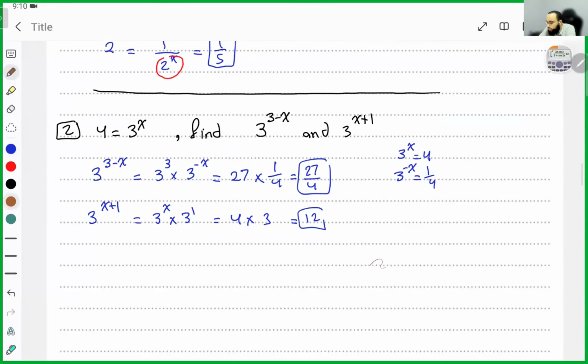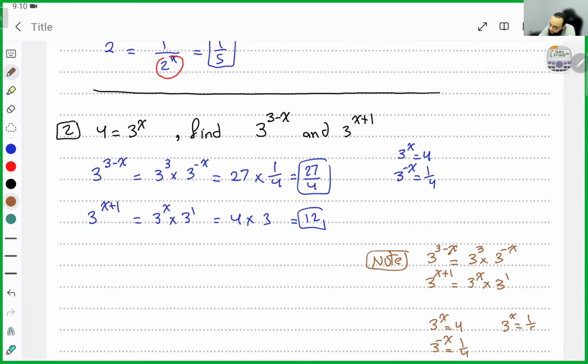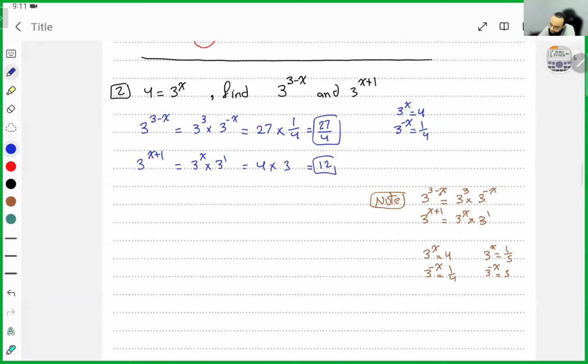It's an important note. If you have 3 power of 3 minus x, you can write it as 3 power of 3 times 3 power of negative x. If you have 3 power of x plus 1, you can write it as 3 power of x times 3 power of 1. Okay? If you have 3 power of x, which is 4, then 3 power of negative x is 1 over 4. If you have 3 power of x equals 1 over 5, then 3 power of negative x equals 5. Okay?